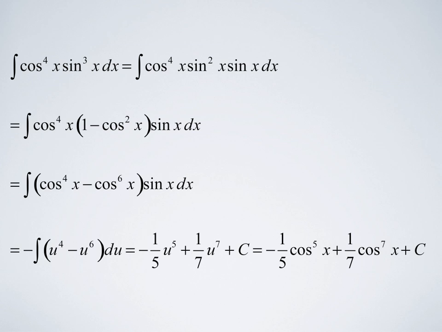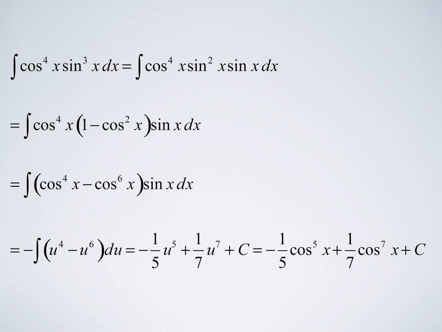So we start off with the integral of cosine fourth x sine cube of x dx, which is the integral of cosine fourth x sine squared x times sine x dx. So we just pulled off one of the sine terms. Now we're going to get rid of that sine squared by using sine squared plus cosine squared equals 1. So that becomes the integral of cosine to the fourth times (1 minus cosine squared x) times sine x dx. Now we're going to pull the cosine fourth in, and we get the integral of (cosine fourth minus cosine sixth) times sine x dx.